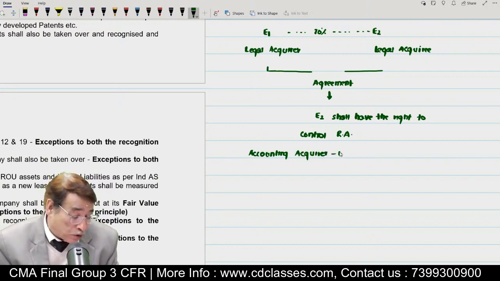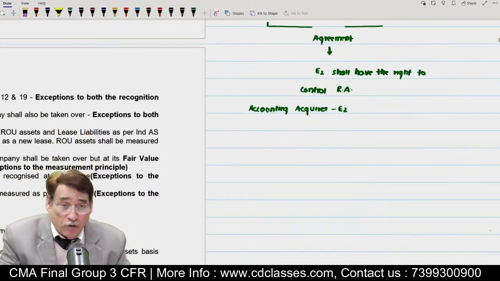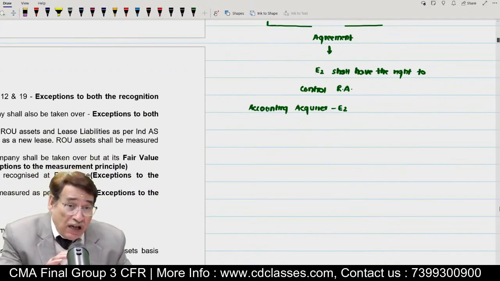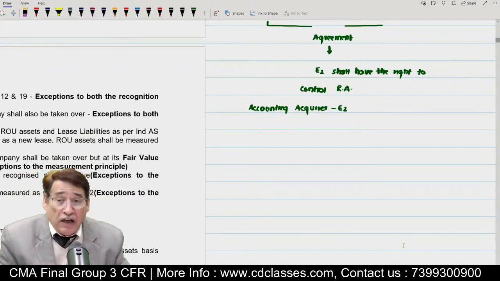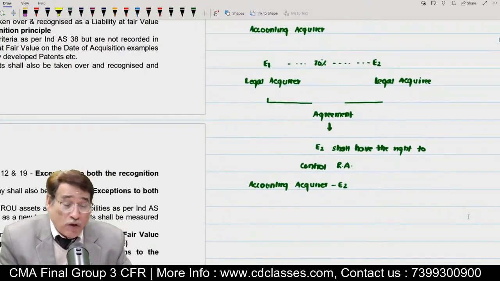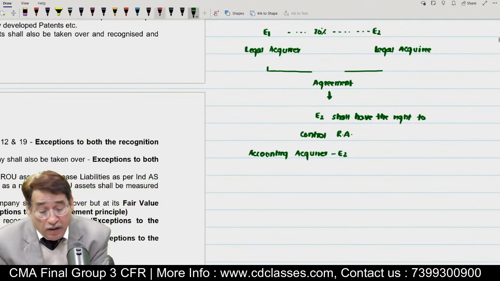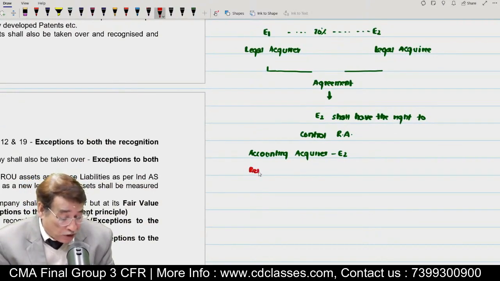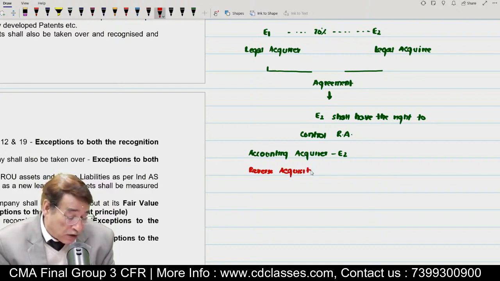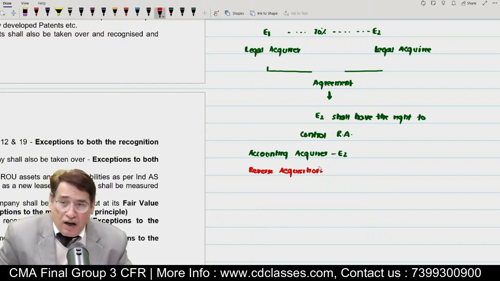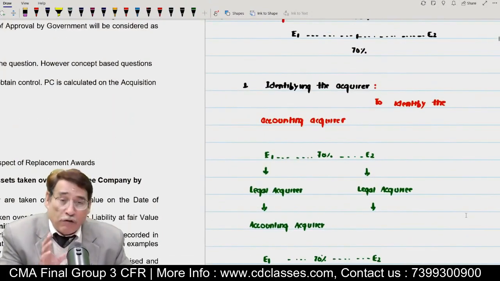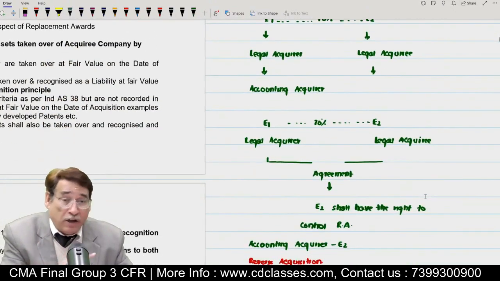We will do the accounting in the books of the acquirer, and E2 will be considered as the accounting acquirer, because in this case, the legal acquirer is not the accounting acquirer. That is why in this particular case, we say it is a case of reverse acquisition. We will do some lengthy questions on reverse acquisition later on. That is why this particular standard stresses under point number 1 that first of all, on the date of acquisition, you will have to find out in whose books the accounting will be done. Accounting will always be done only in the books of the accounting acquirer and not the legal acquirer.